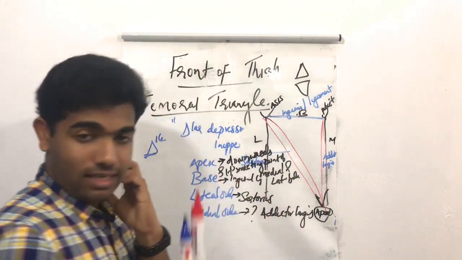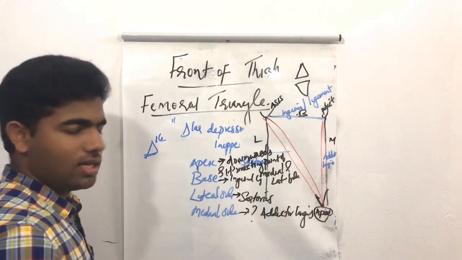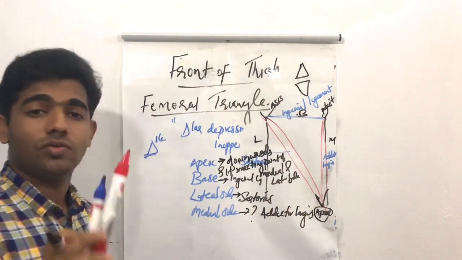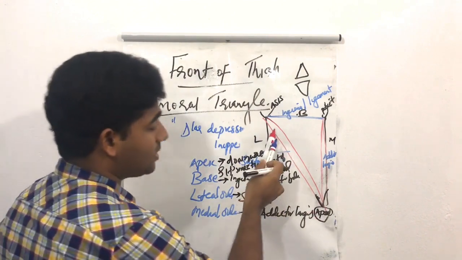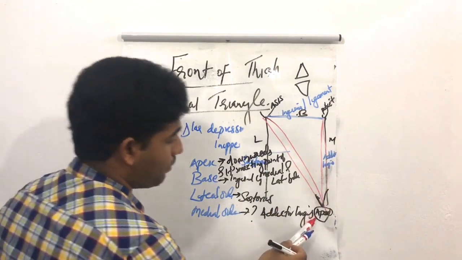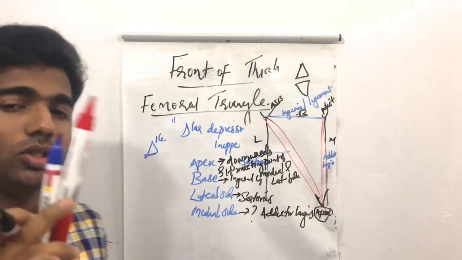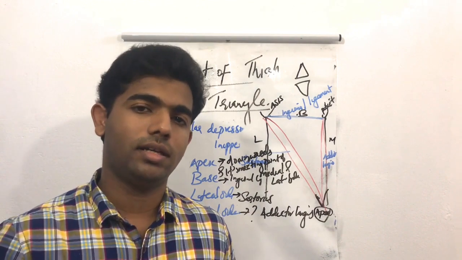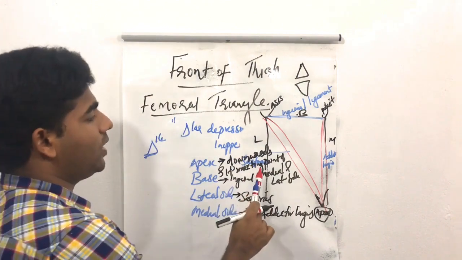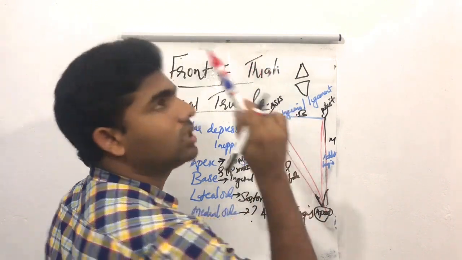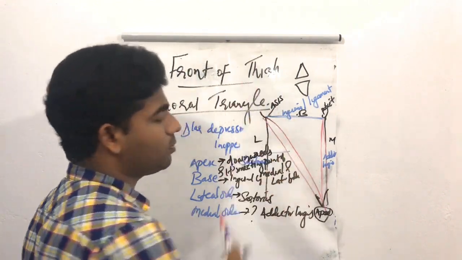Since the femoral triangle is a triangle, it has an apex, a base, a lateral side and a medial side. The base is formed by the inguinal ligament, don't forget that. The medial side is formed by the adductor longus muscle, the lateral side is formed by the sartorius muscle, and the apex is formed by the meeting point of the medial and lateral border. Don't memorize this by heart, just draw the diagram very well, and imagine what is its base, and you will get the answer: inguinal ligament. Think what is its lateral border, what is its medial border.